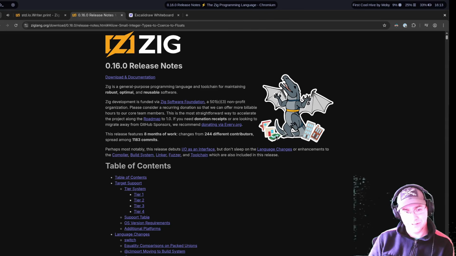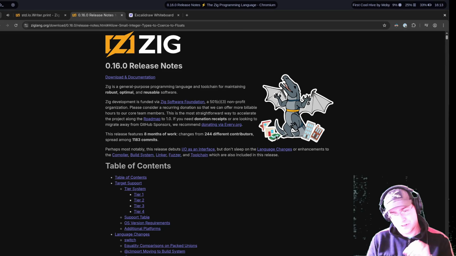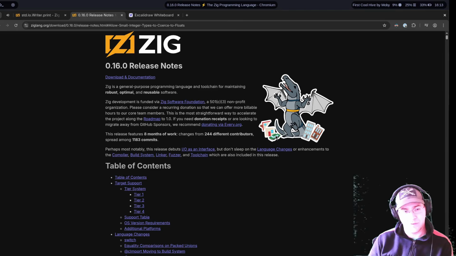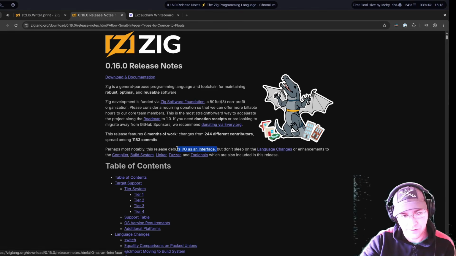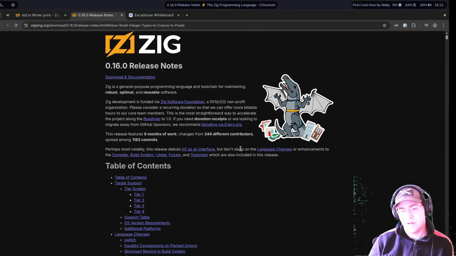And in it, there's a little tidbit that I think provides a perfect example of where it can be useful to understand floating point numbers. If you don't know, 0.16.0 was released just this week, and it's packed full of a lot of new changes for Zig. One of the big ones is I/O as an interface. That's something we're going to get into in another video at some point once I play around with it and learn about it.